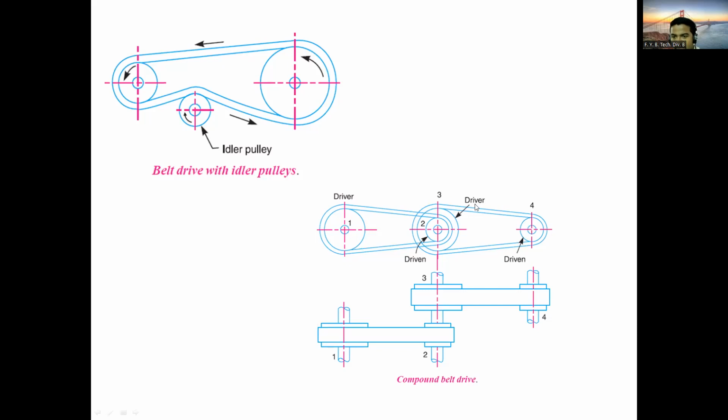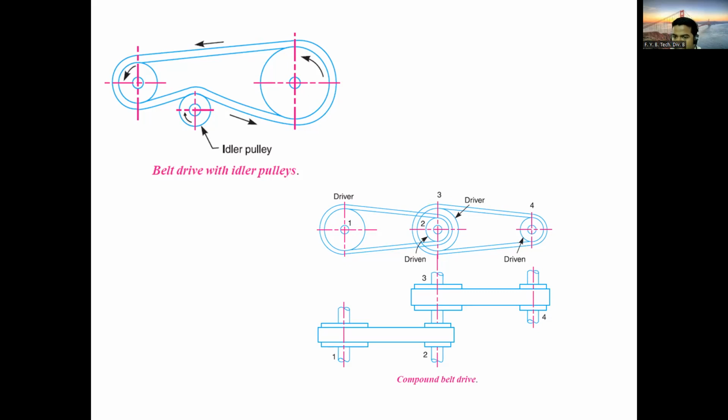So 1 to 4. If you want to calculate the speed ratio, use the driven pulley speed divided by the driving pulley speed. By using that we can calculate the speed ratio. So how to calculate speed ratio? We have one point later on. Just at this stage, only you should know it.